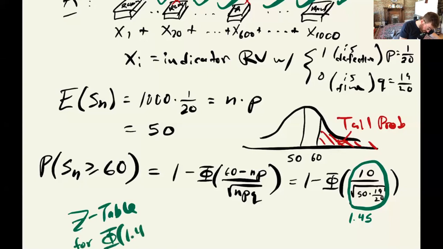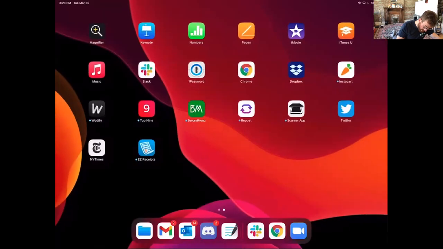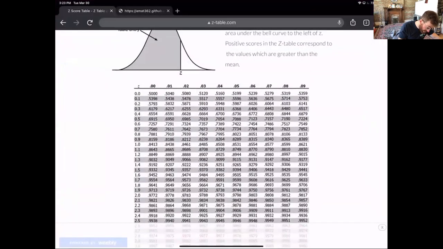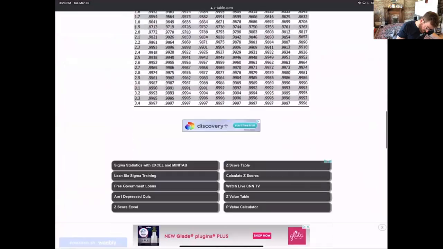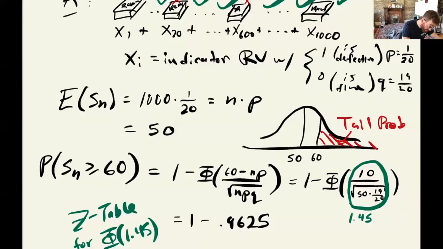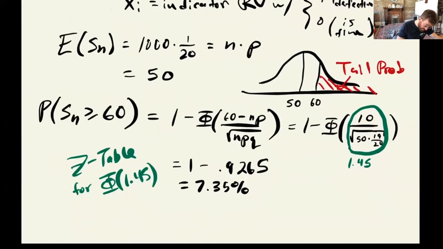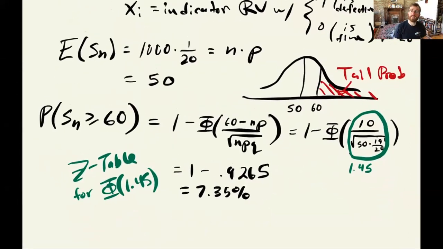So after doing your Z table lookup, P of Z greater than 1.45, I end up getting that this is equal to 1 minus 0.9265. Let me just double check that I did that right. 9265, so I transposed them. Which works out to a little over 7%, right? 7.35%. So actually seeing that many defective ramen noodle packets is a little unusual.